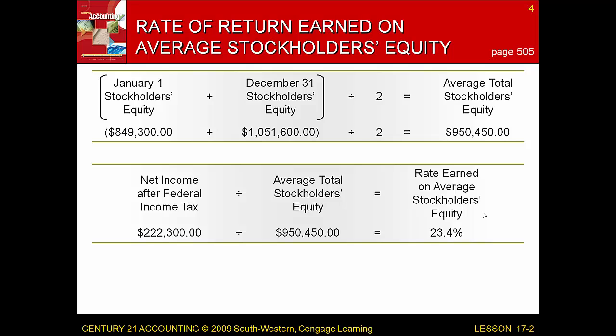Again, investors compare the rate earned on stockholders' equity for several businesses to determine the best investment. We increased from the prior year, because the prior year we had a rate earned on average stockholders' equity of 15.4, but now we have 23.4. So based on the trend and the comparison with industry standards, we have achieved a satisfactory rate on earnings for our average stockholders' equity. What does that mean? We're doing well.